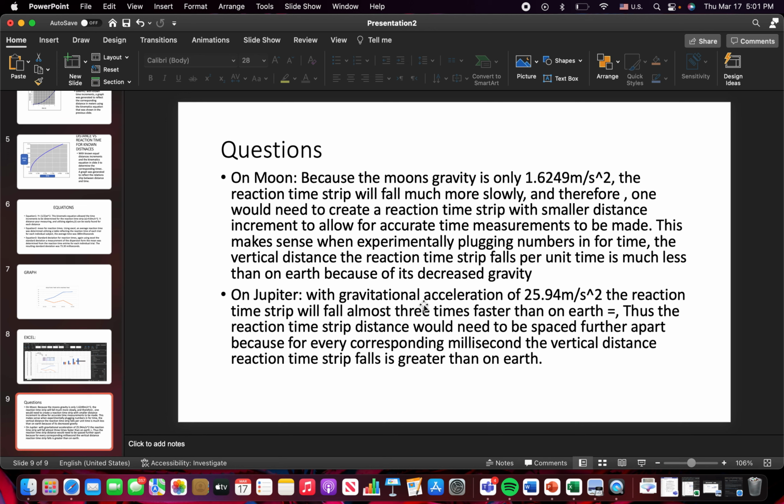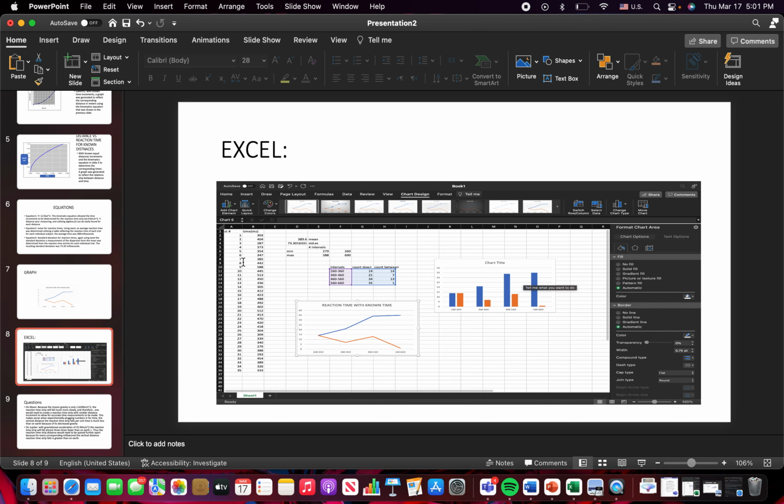Now on Jupiter, with a gravitational acceleration of 25.94 meters per second squared, the reaction time strip will fall almost 3 times faster than on Earth. Thus, the reaction strip would need to be spaced further apart, because for every corresponding millisecond, the vertical distance the reaction time strip falls is greater than on Earth. So we just need to space it out more to get a better and accurate answer on the distance.